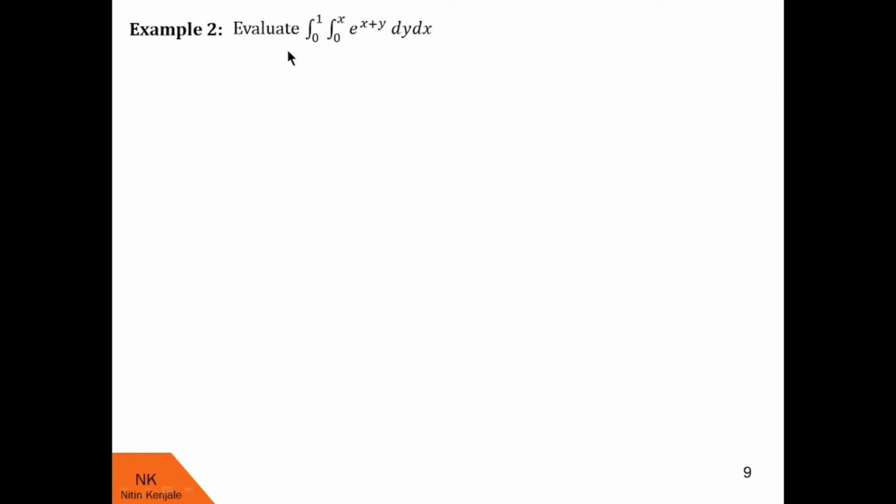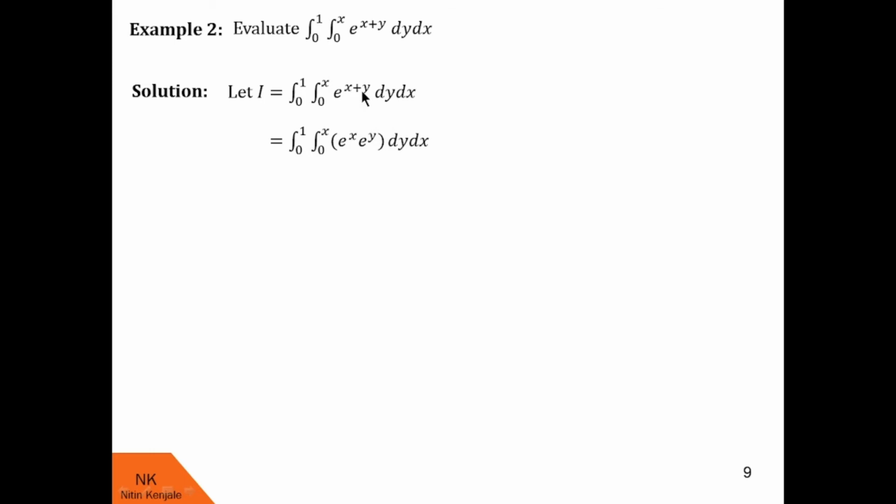Here we are asked to evaluate double integral of e raised to x plus y dy dx over the inside integral limit 0 to x and outside integral limits 0 to 1. Once again, first of all, we label this integral as I, and then we observe the inside integral limits. Since inside integral limits are in terms of x, so we evaluate this inside integral with respect to y.